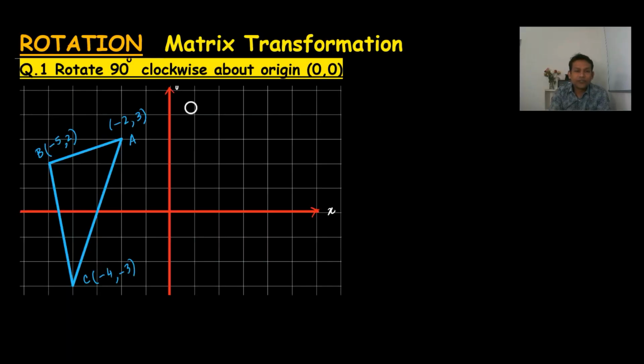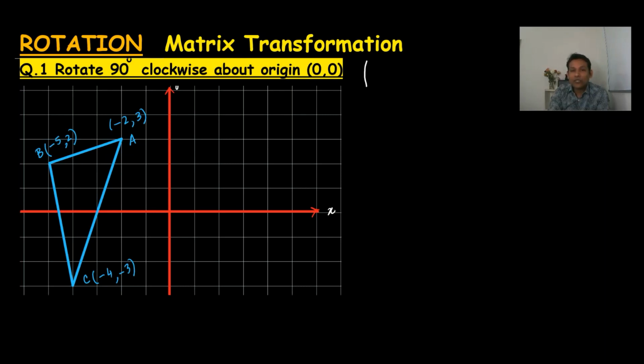Now we are starting our first question: rotate 90-degree clockwise about the origin 0 0. Remember, in matrix transformation the origin is always 0 0. That is fixed, we cannot change it. Even if they ask, or even if it's given or not given, you have to remember the center is always the origin. This example I have taken and I want to do 90-degree clockwise using a matrix transformation. What is the matrix for 90-degree clockwise?